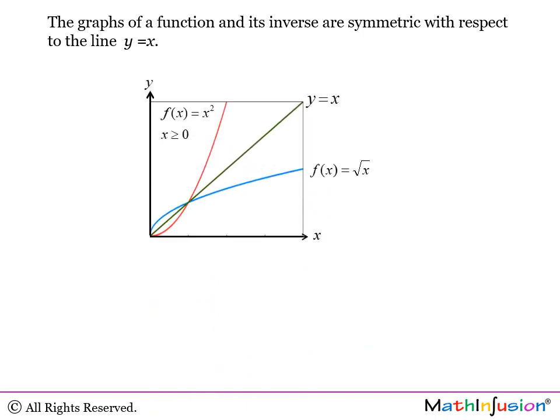Here is another example. We know already that when x is greater or equal to 0, x to the power of 2 and square root of x are inverses of each other. And indeed, we can observe the graph of those two functions, and we can see that they are symmetric with respect to the line y equals x.